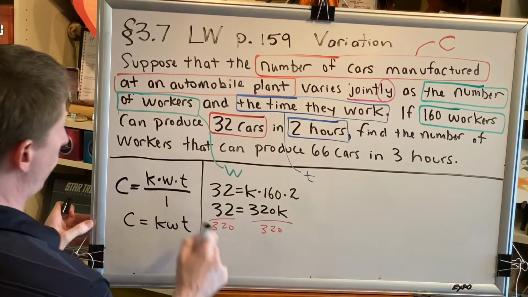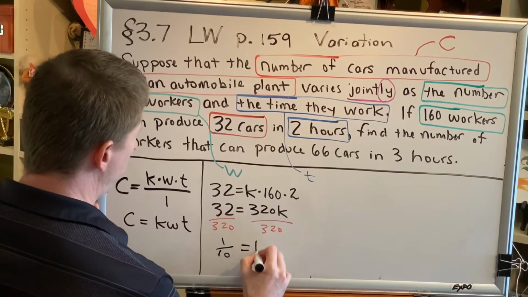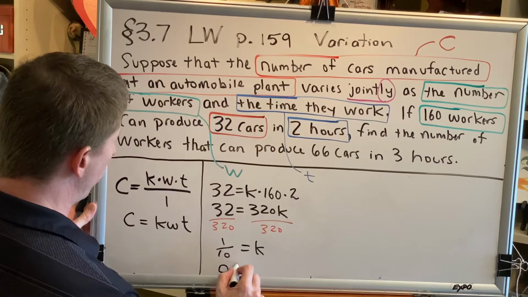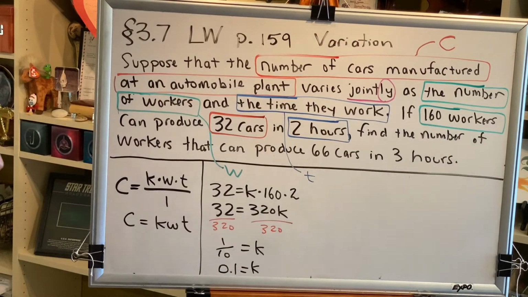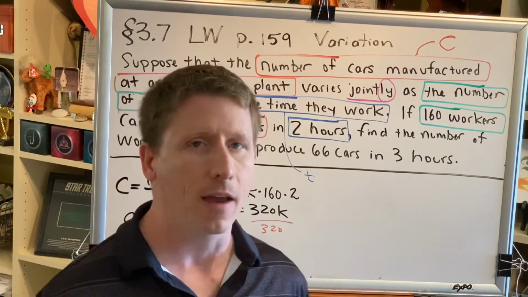Okay, we reduce this fraction. This reduces to 1/10. So K equals 1/10. If you prefer to work with decimals, you can use a decimal for this problem because 1/10 is exactly equal to K equals 0.1. If these were not exactly equal, then we would need to leave it as a fraction.